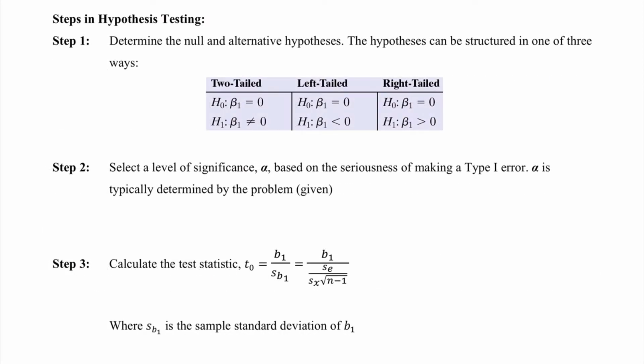Heading into the steps for the hypothesis test. First, of course, is to determine the null and alternative hypotheses. Notice that the hypotheses are based on beta sub 1, which would be the slope of our linear regression model. Next, we're going to select the level of significance alpha, which is again typically given to us by the problem. Then we'll calculate the test statistic t naught by taking b sub 1 and dividing it by s sub b sub 1. Now careful here, s sub b sub 1 would be the standard error of the estimate divided by s sub x times the square root of n minus 1, and that is s sub b sub 1 is the sample standard deviation of b sub 1.